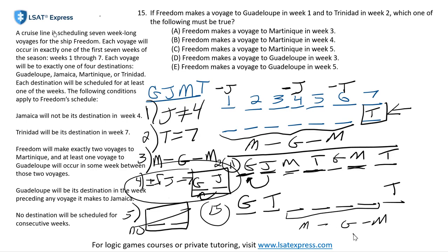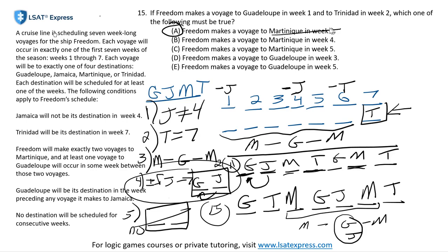We have only 4 slots here. MGM, well, those are 3 letters. We have to place a J somewhere. In this case, the J is going to have to come in between the 2 M's. So it's going to have to be an M in slot 3, an M over here in slot 6, and then our J, G in here. Not surprisingly, this is a must be true. We know where everybody goes. And the answer is what? The answer is A, M in week 3.